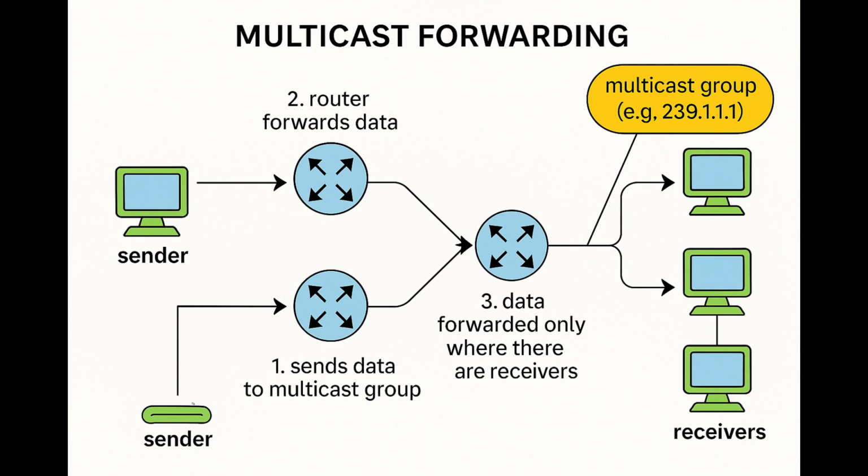To summarize, multicast forwarding allows one sender to efficiently send data to multiple receivers using multicast group addresses, and routers ensure data is delivered only where it's needed. And that's multicast forwarding explained in a simple way.